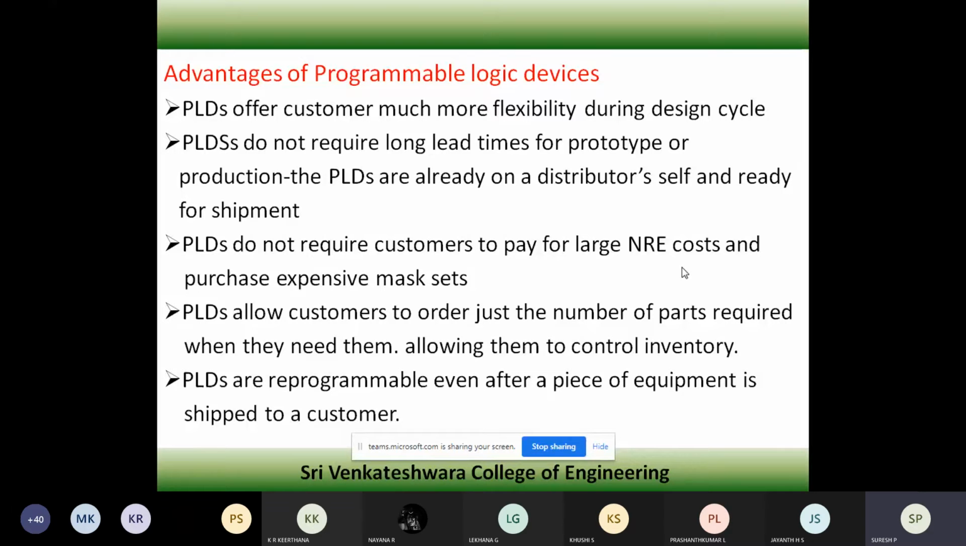Non-recurring charges is nothing but what? It's a first time investment which you invest when you are developing some product. So now everything has to be paid by the customer only. How can you know? Take a TV, for example, coming to the market for the first time. Obviously the price of that particular TV will be more.